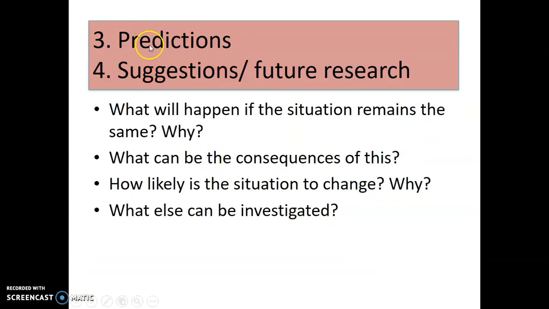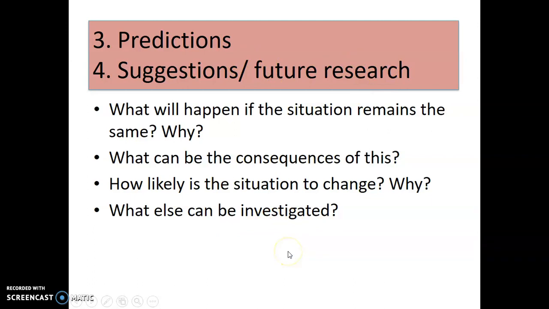The final part is predictions and future research. You look at the trends. Organic vegetables are more expensive than conventional. What will happen if the situation remains the same? What will happen if the price continues to be like this, and why? What can be the consequences of this? How is the situation likely to change, and why? And what else can be investigated? What else can be explored? This is about the future research.